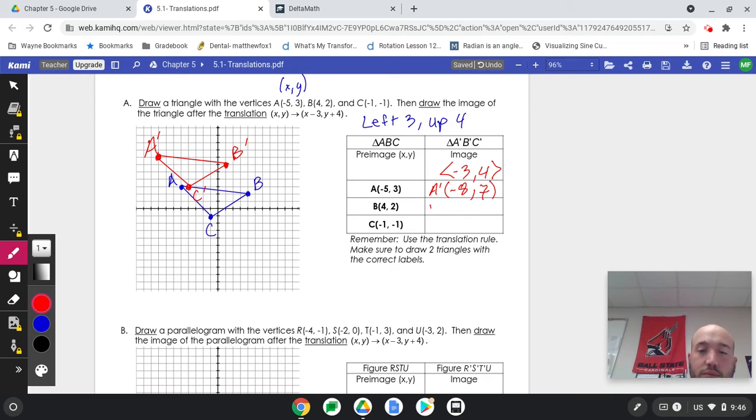Likewise, B prime, 4 minus 3 is 1. 2 plus 4 is 6. And finally, C prime, negative 1 minus 3 is negative 4. Negative 1 plus 4 is 3.